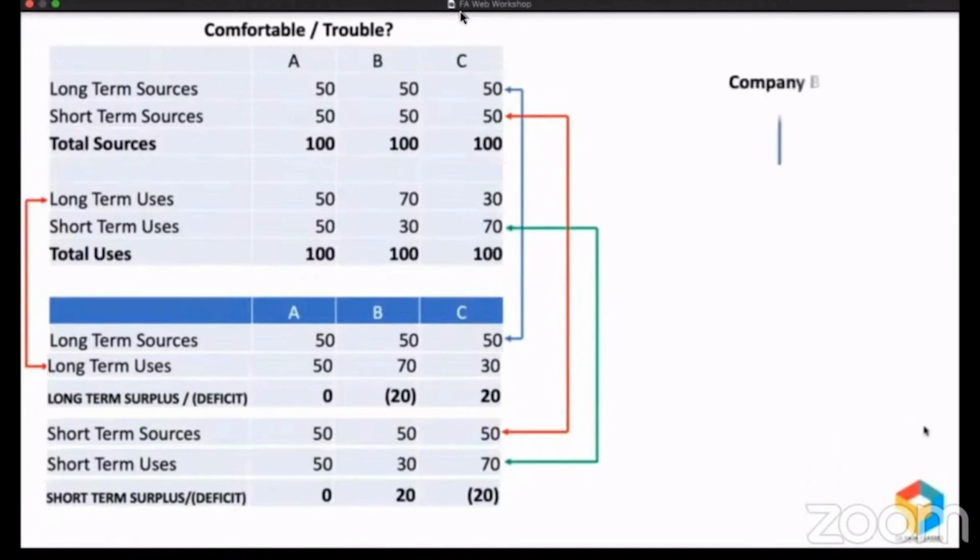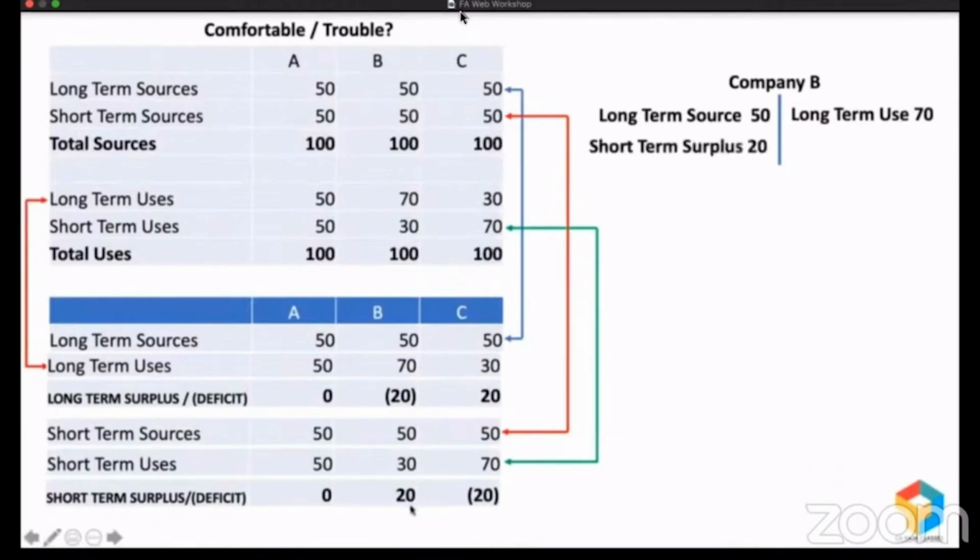Pay attention here. Company B, they raised a long-term source of 50, but they created a long-term use of 70. How is that possible? With 50, you cannot create 70. So from where they got the remaining 20? Obviously, they got that remaining 20 from here. So this short-term surplus of 20 with the long-term source of 50, they got money worth 70 million, which they have used for long-term purpose. And because of this reason, we say company B is in trouble.